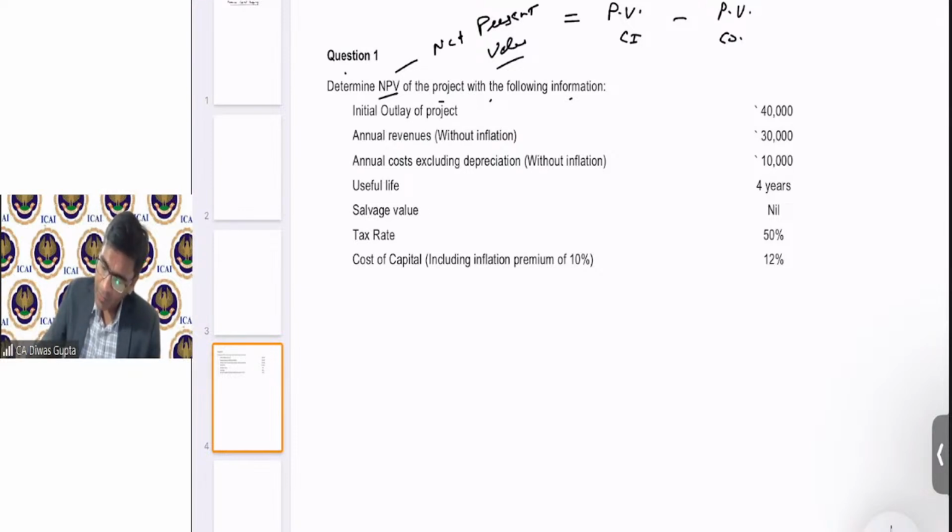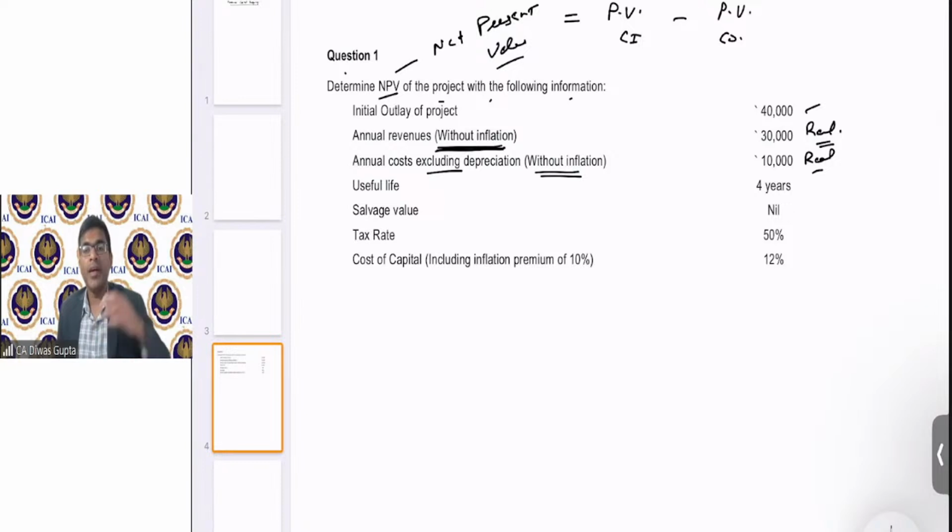The initial outlay of the project is rupees 40,000. Annual revenues without inflation. Now, can you tell me whether it is a real or it is a nominal? This is a real because it is not having any inflation. Annual cost excluding depreciation without inflation. Again, this is a real 10,000 rupees they are incurring as an expense. They are earning 30,000, they are incurring 10,000. That means 20,000 they are making margins.